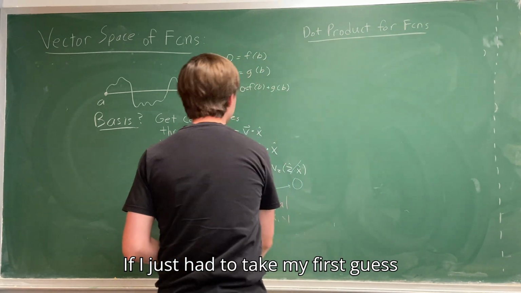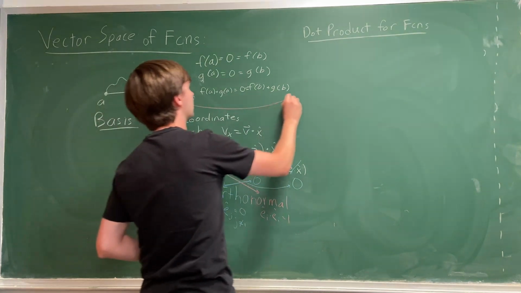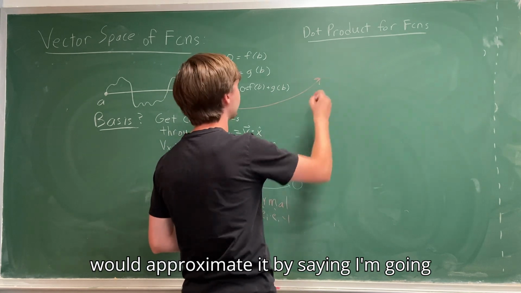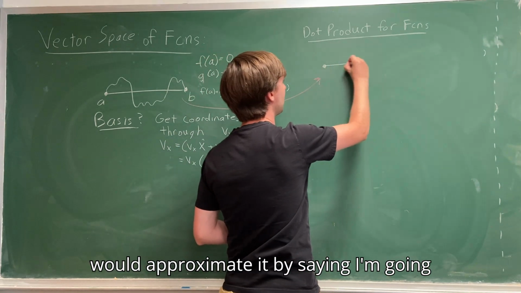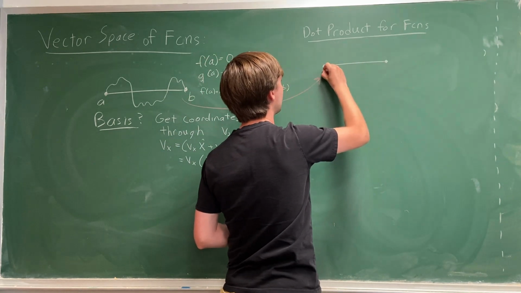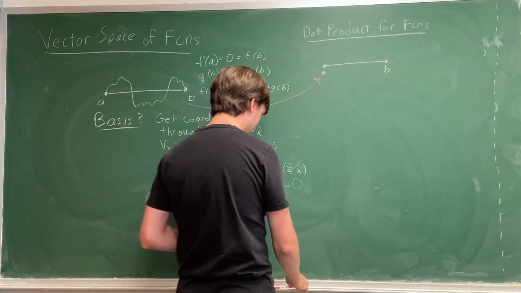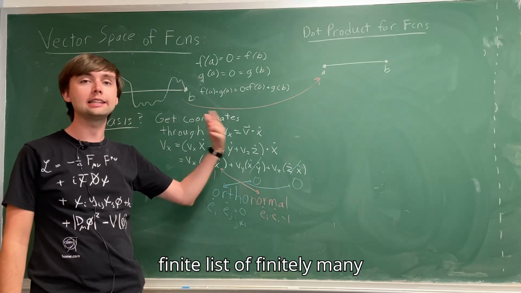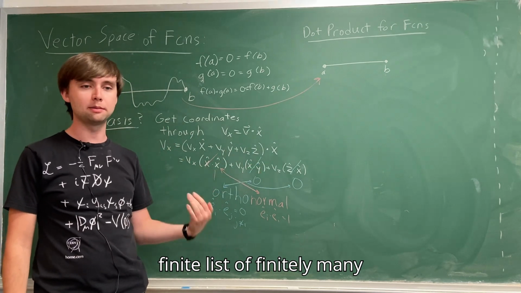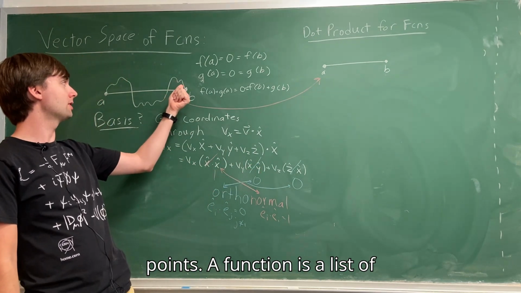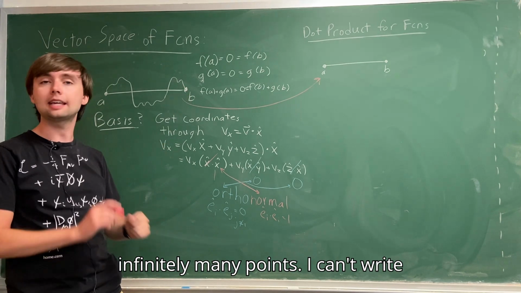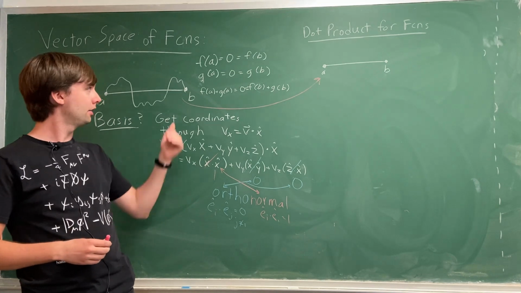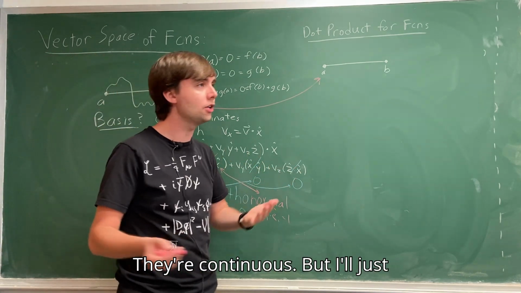If I just had to take my first guess at how I would dot product a function, I would approximate it by saying I'm going to work with the same line as before, but I'm going to make my function a finite list of finitely many points. A function is a list of infinitely many points. I can't write them out in one list step by step. They're continuous. But I'll just discretize it.